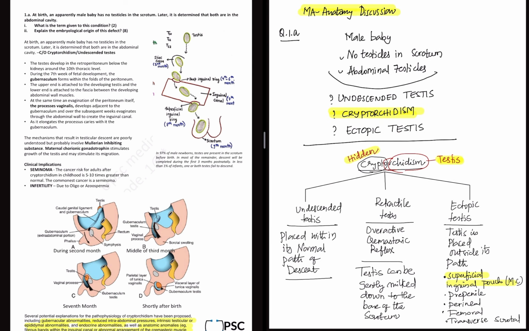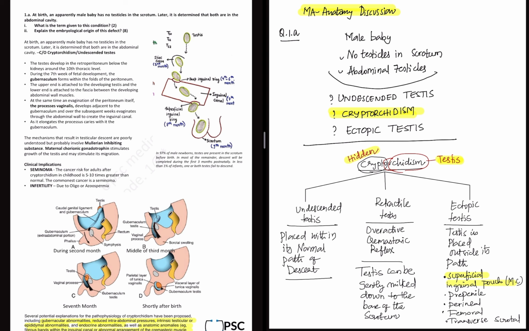You don't have to mention all these things. Just for 2 marks, you have to support your diagnosis. You can say it is a cryptorchidism because the testis is in its normal path but did not descend properly. I would like to call it an undescended testis. Right? So this is for 2 marks, and this you need to understand. There is one more testis called retractile testis, which also comes under the category of cryptorchidism.